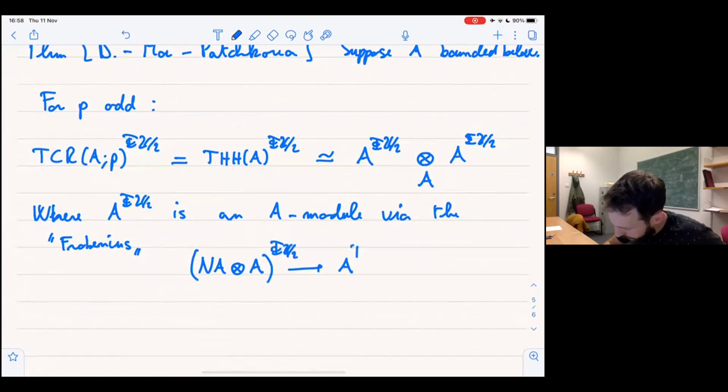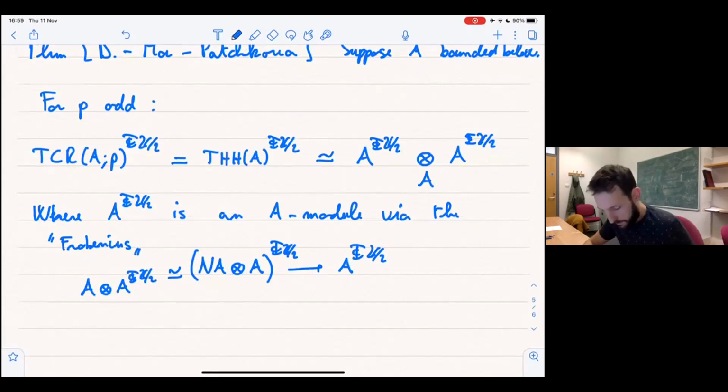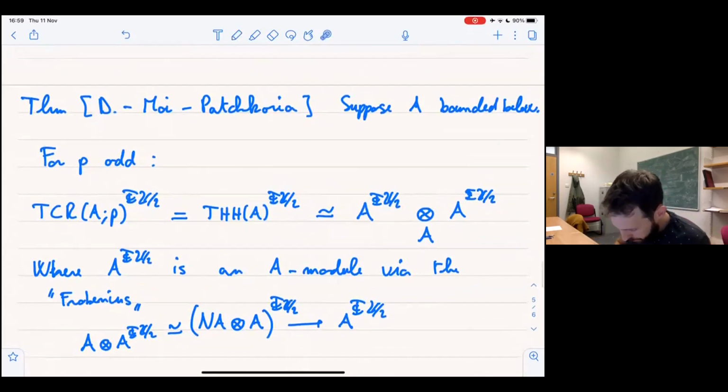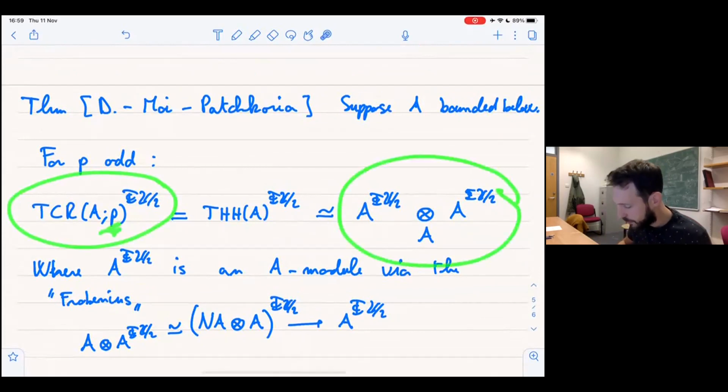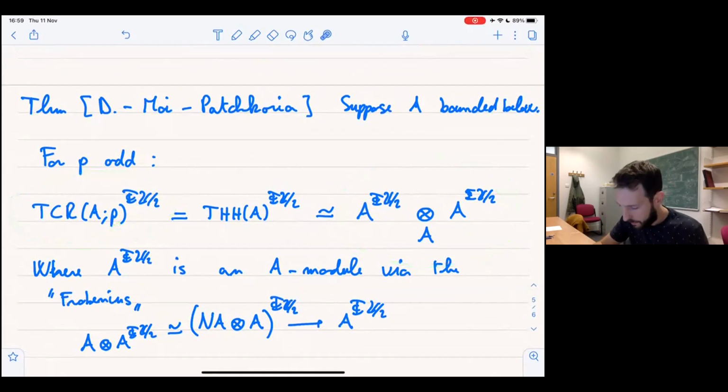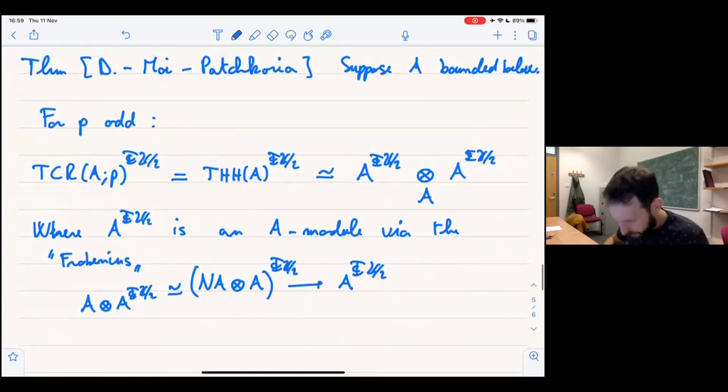And what do you get? Well, because the geometric fixed points functor is monoidal, this is equivalent to the geometric fixed points of the norm, which is A, tensor the geometric fixed points. So this computes real TC at an odd prime in terms of the geometric fixed points of the ring. So that leaves us with the prime 2, and that's the interesting prime.